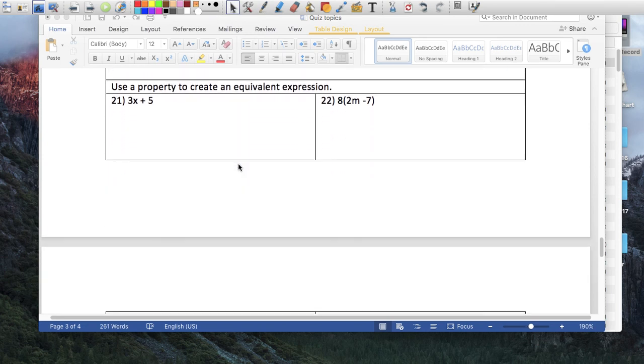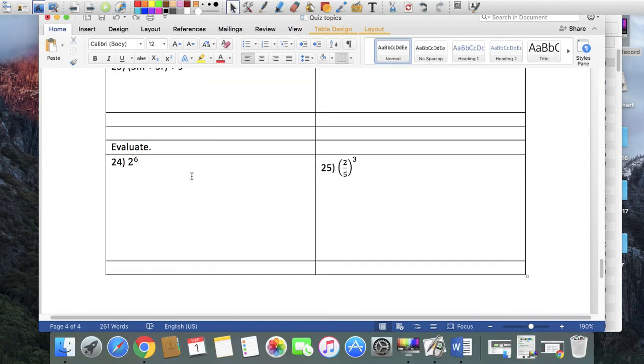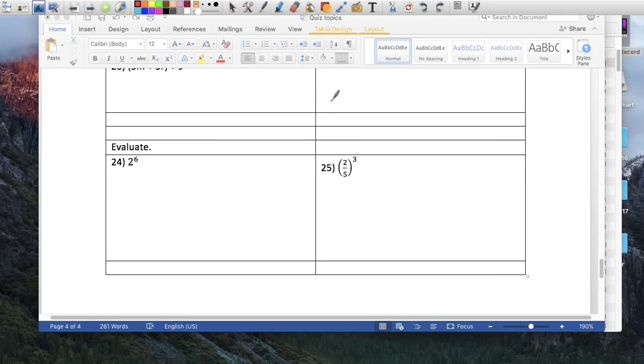Use a property to create an equivalent expression. I'm going to leave 21, 22, and 23 alone. The last two here are exponents. So 2 to the 6th power does not mean 2 times 6. It actually means that the exponent 6 is telling you to multiply the base, 2, by itself 6 times. So the expanded version of 2 to the 6th power is 2 times 2 times 2 times 2 times 2 times 2.